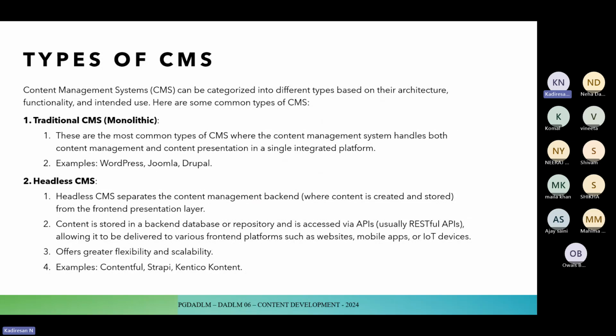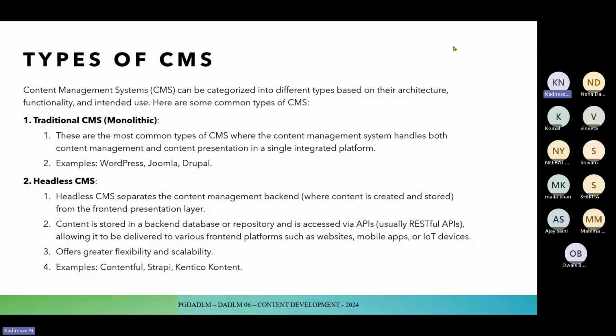Okay, so content management systems can be categorized into different types based upon their architecture, functionality, and how they are being used. The first is the traditional content management system, also called monolithic. These are the most common types, where the system handles content management and content presentation in a single integrated platform. Here you can find both the server side and the client side on a single platform. For example, WordPress, Joomla, Drupal. In these, you create the content in the same platform and you publish in the same platform. That is called a traditional content management system.